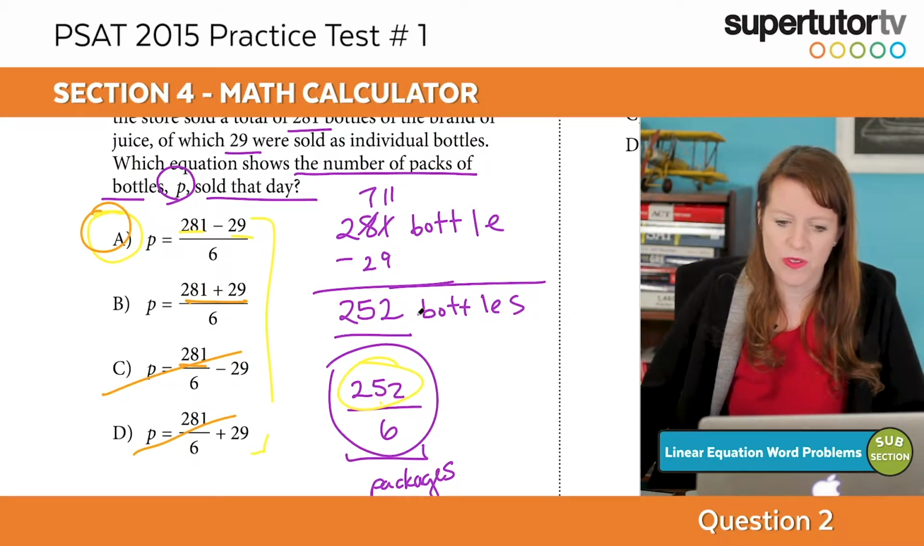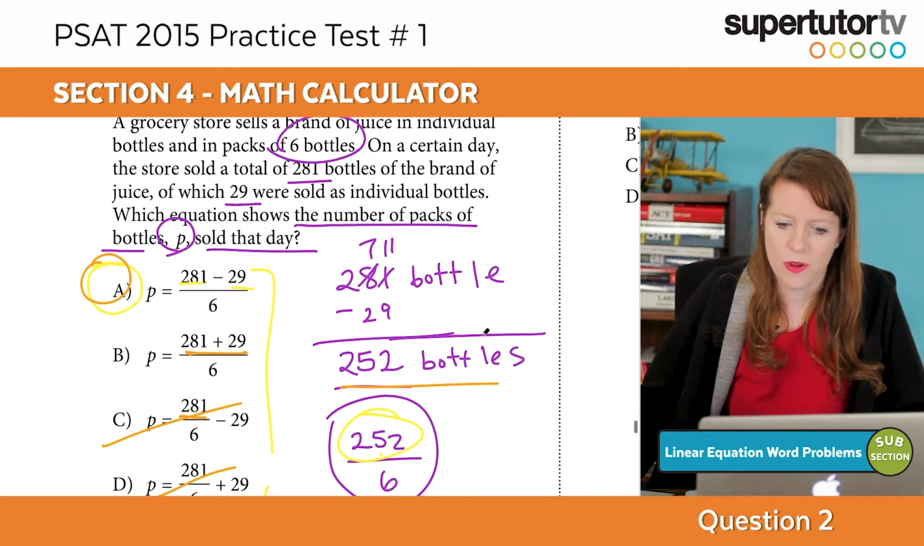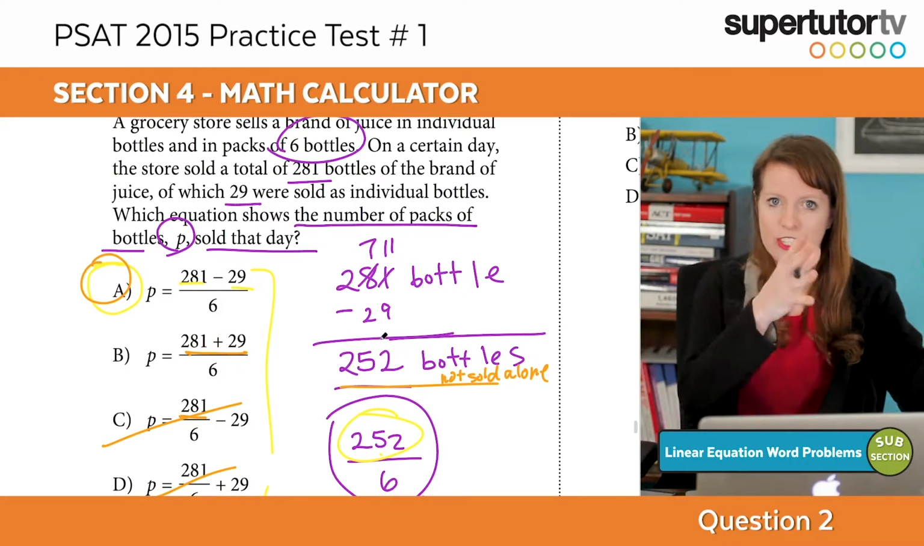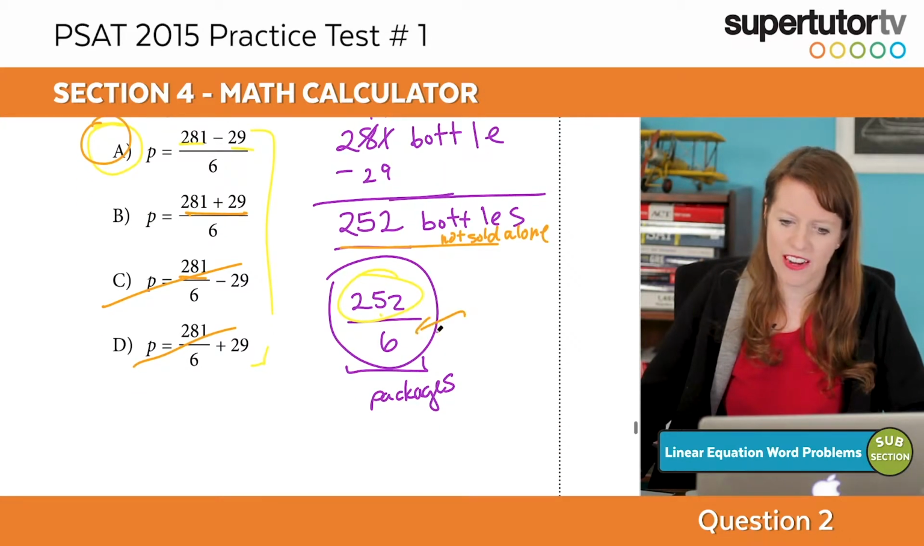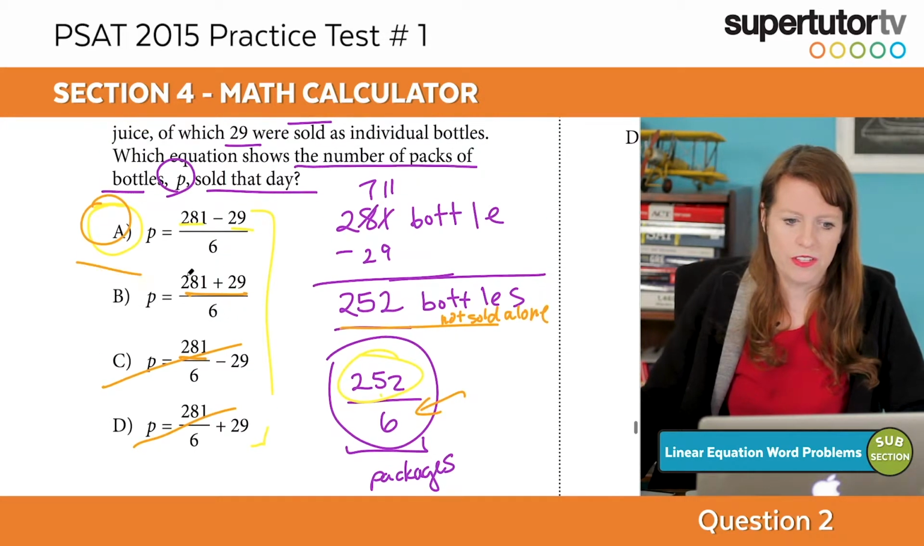The first thing that I wanted to do is figure out the number of bottles that were not sold individually. These are the ones that are not sold alone. Then I take that number of bottles and then I distribute them 6 at a time into a bunch of containers. How do I distribute 6 at a time? I divide, right? That's what division is. So that's how we solve this.